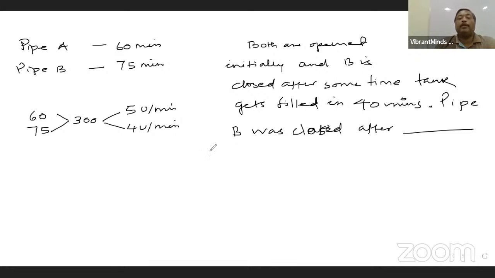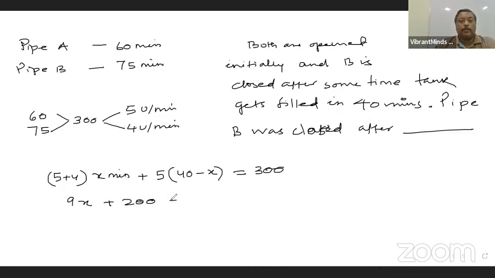The tank gets filled in 40 minutes. We have 2 methods to do it. We will discuss both. Now see, let's assume that both have been opened for X minutes. So 5 plus 4 working for X minutes, and then this working for how many minutes? 40 minus X minutes. And the result will be completing of 300 units.